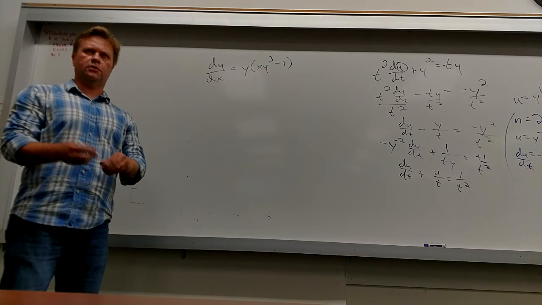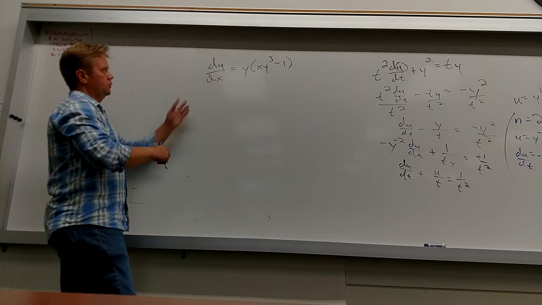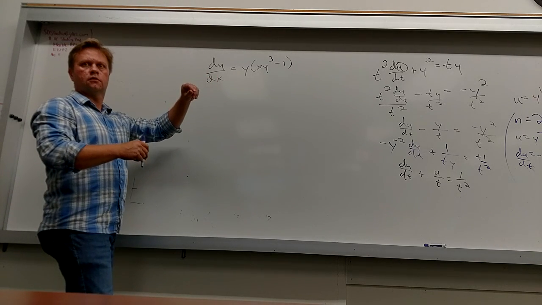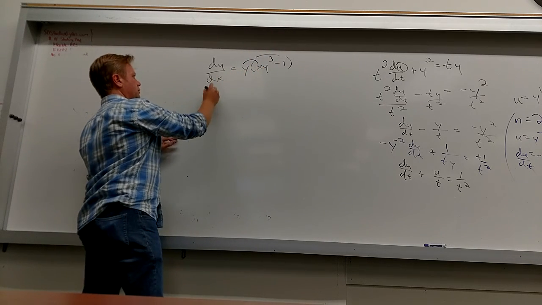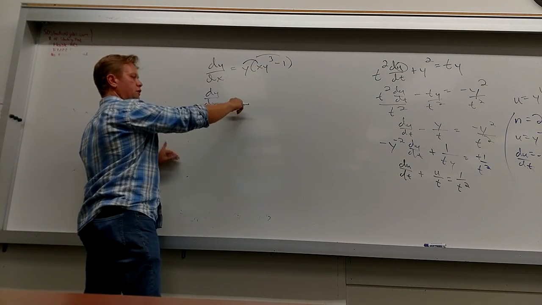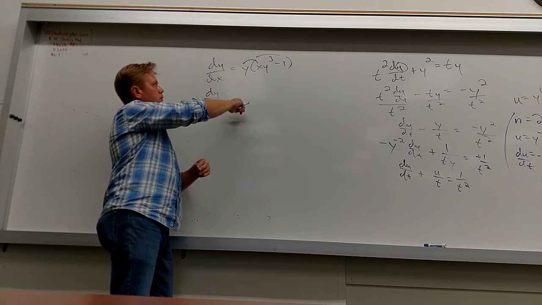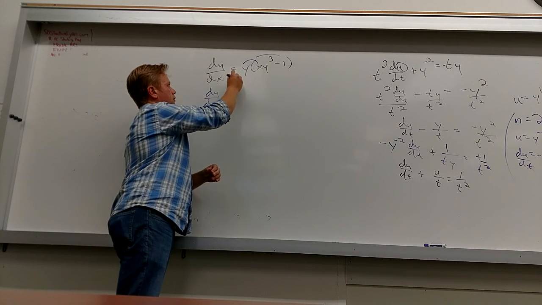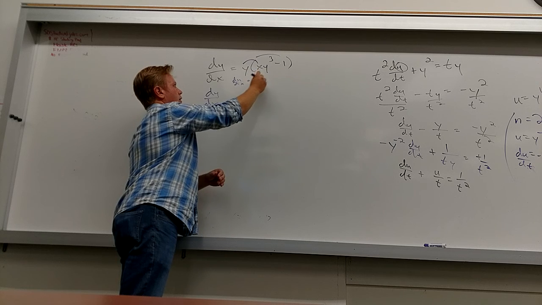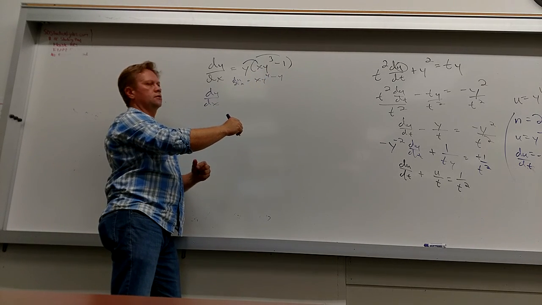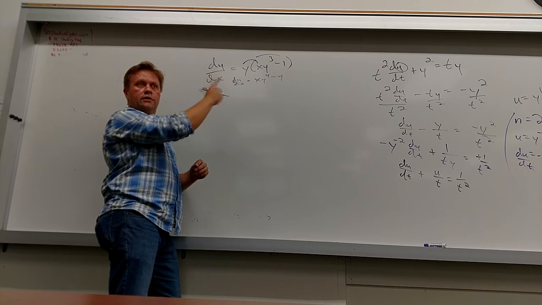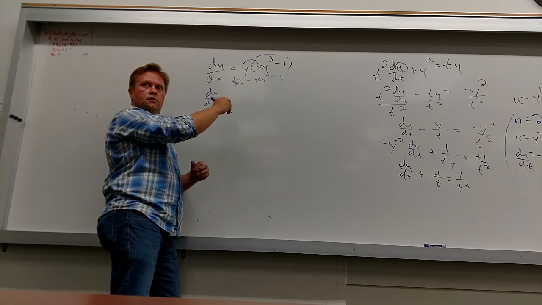Just to make sure everybody's on the right track, what do you do first here? Yeah, multiply the y in. And then what's got to be put over here? So you'll get dy dx equals xy to the 4 minus y. So what's in the wrong place? The y's in the wrong place, right? Because again, what's it supposed to be?